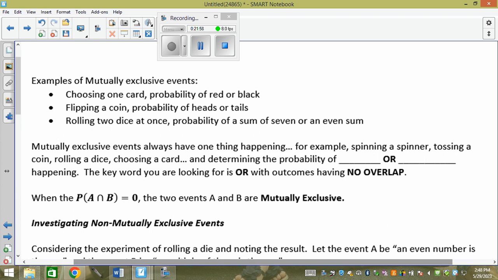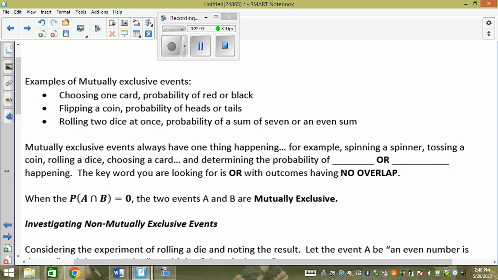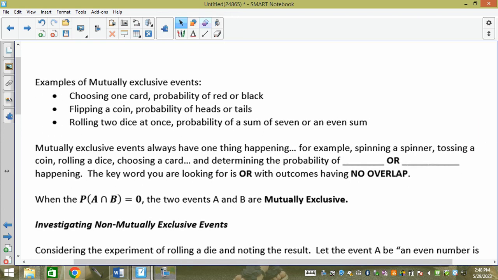So this is the thing. When P of A and B results in 0, that means there's no overlap, right? P of A and B, there's no overlap. The overlap is empty, there is nothing. Then they're mutually exclusive.